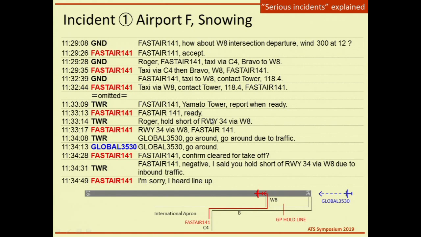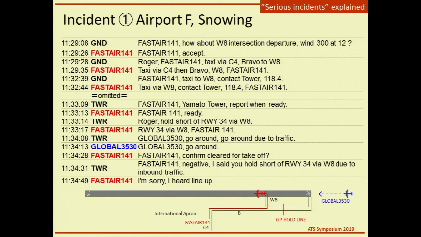First air 141, how about Whiskey 8 intersection departure when the 300 at 12? First air 141, accept. Roger, first air 141, taxi via Charlie 4, Bravo to Whiskey 8. Taxi via Charlie 4, then Bravo, Whiskey 8, first air 141. First air 141, taxi to Whiskey 8, contact tower 118, decimal 4. Taxi via Whiskey 8, contact tower 1184, first air 141.